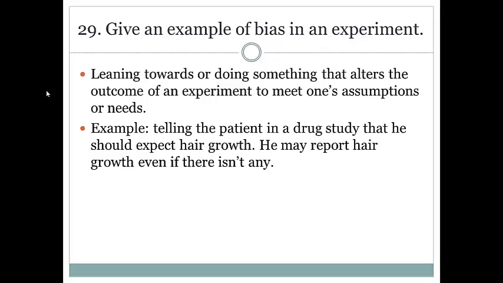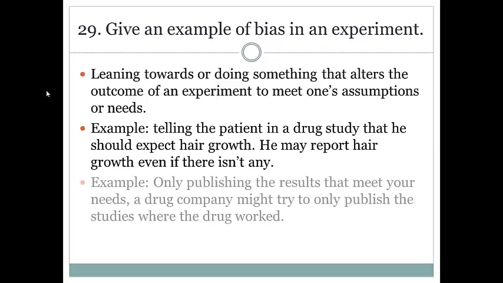So an example would be telling the patient in a drug study that he should expect hair growth. So he might start seeing hair growth even though there really isn't any going on, because now he expects that. That's his assumption from the experiment. Another example could be only publishing the results that meet your needs. So a drug company might hide all of the studies that show negative side effects from a drug and might only publish the ones that show the drug working.